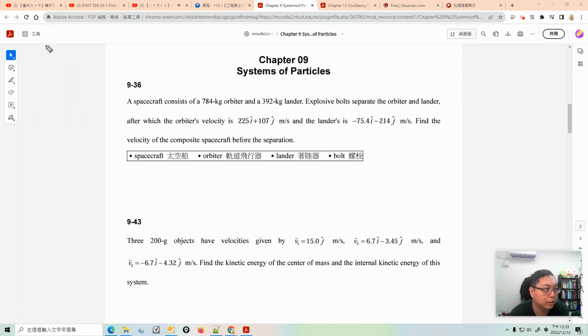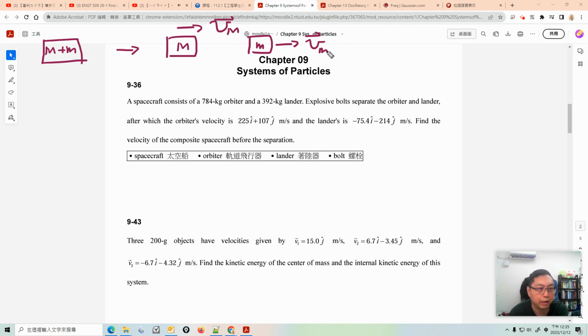Initially you have the spacecraft with two parts, that's called M plus m. Then after some explosive happens, it separates, and the velocities are V and V.